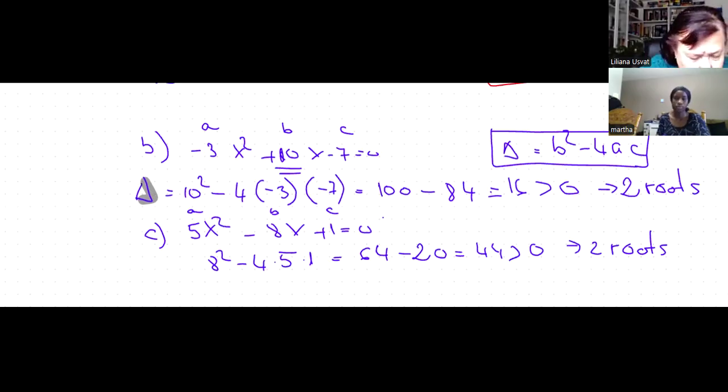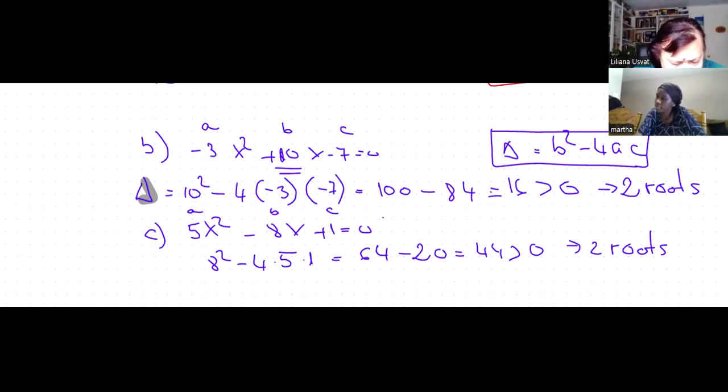Okay, yes. Which one is next? Number 9. The length of the rectangle is 2 meters more than 3 times its width. If the area is 20 square meters, find the dimension of the rectangle to the nearest hundredth of a meter.